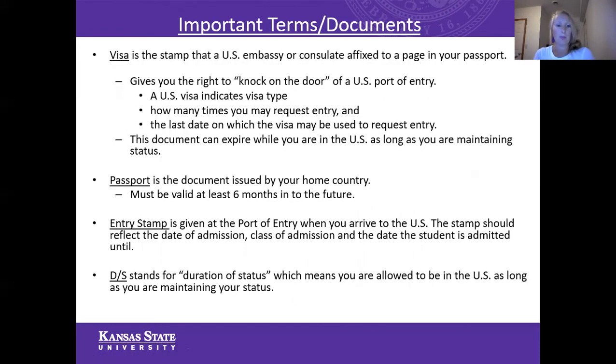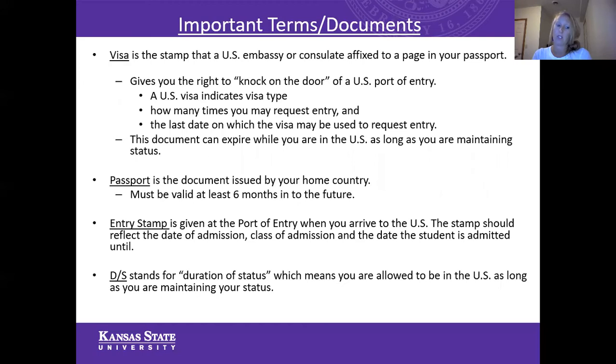The visa stamp. This is a stamp that a U.S. embassy or consulate has put in your passport that gives you the right to come to a port of entry and ask for permission to enter. So essentially, it's like knocking on the door of the United States requesting to enter in that status that your visa states.